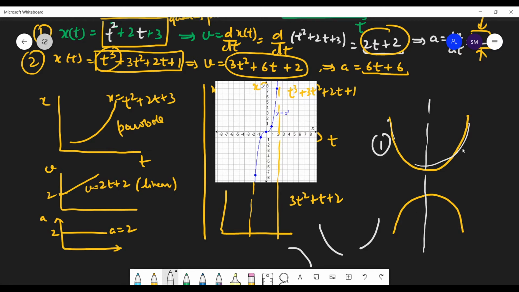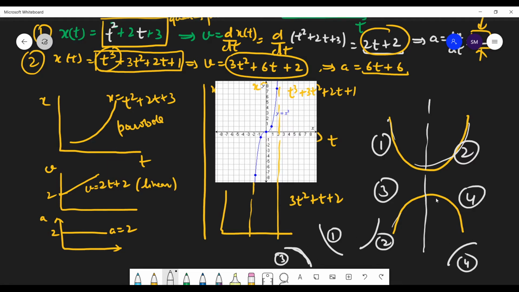So this is part 1, 2, 3, 4. Which part is this? 4. Yes, 4. Which part is this? 3. So these are all parabolas. You can get this whole, parts 1 and 2, or only 1, or only 2, or only 3, or only 4. These are all parabola graphs. The equation of velocity is a parabola because this was degree 3, so this will be degree 2. So you will get a parabola here.